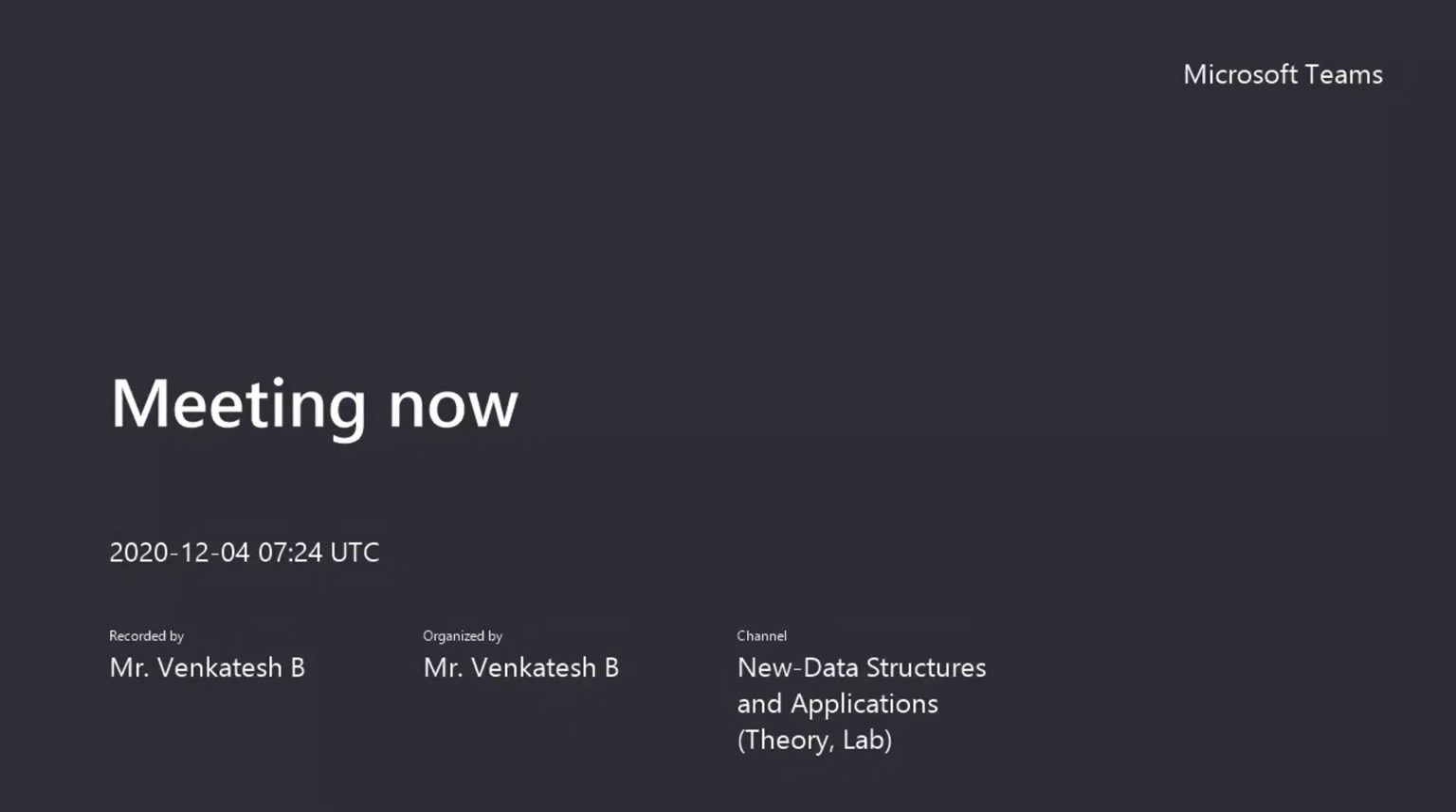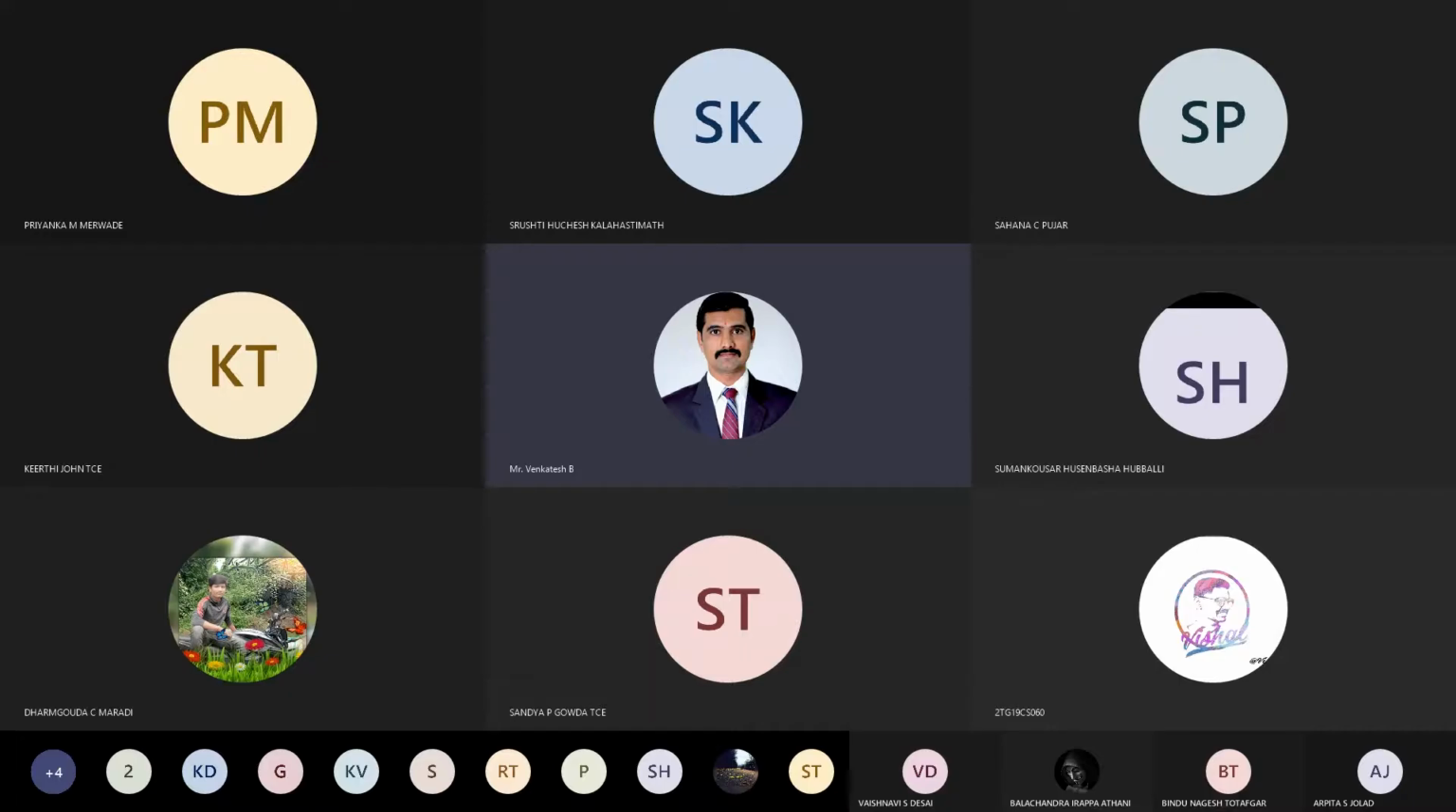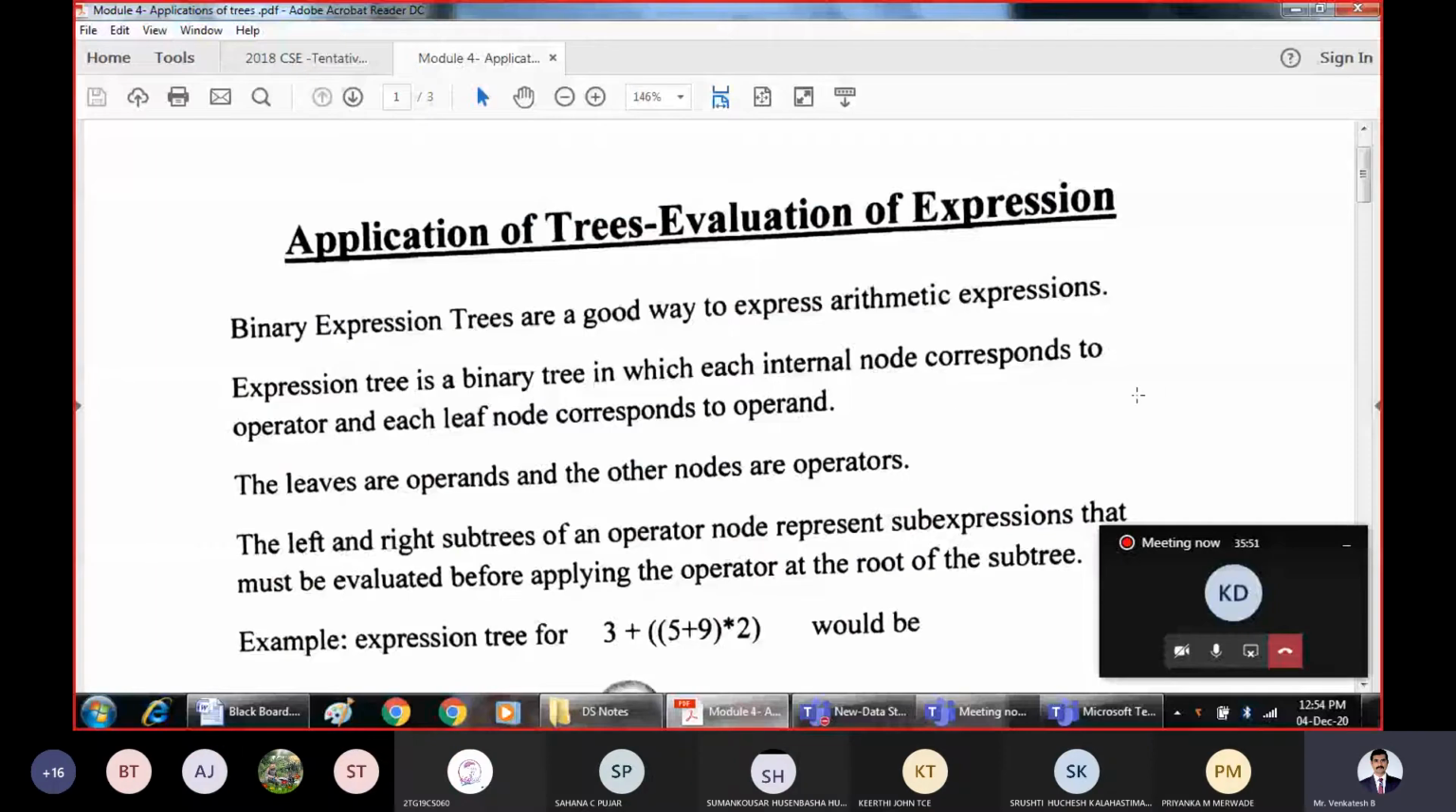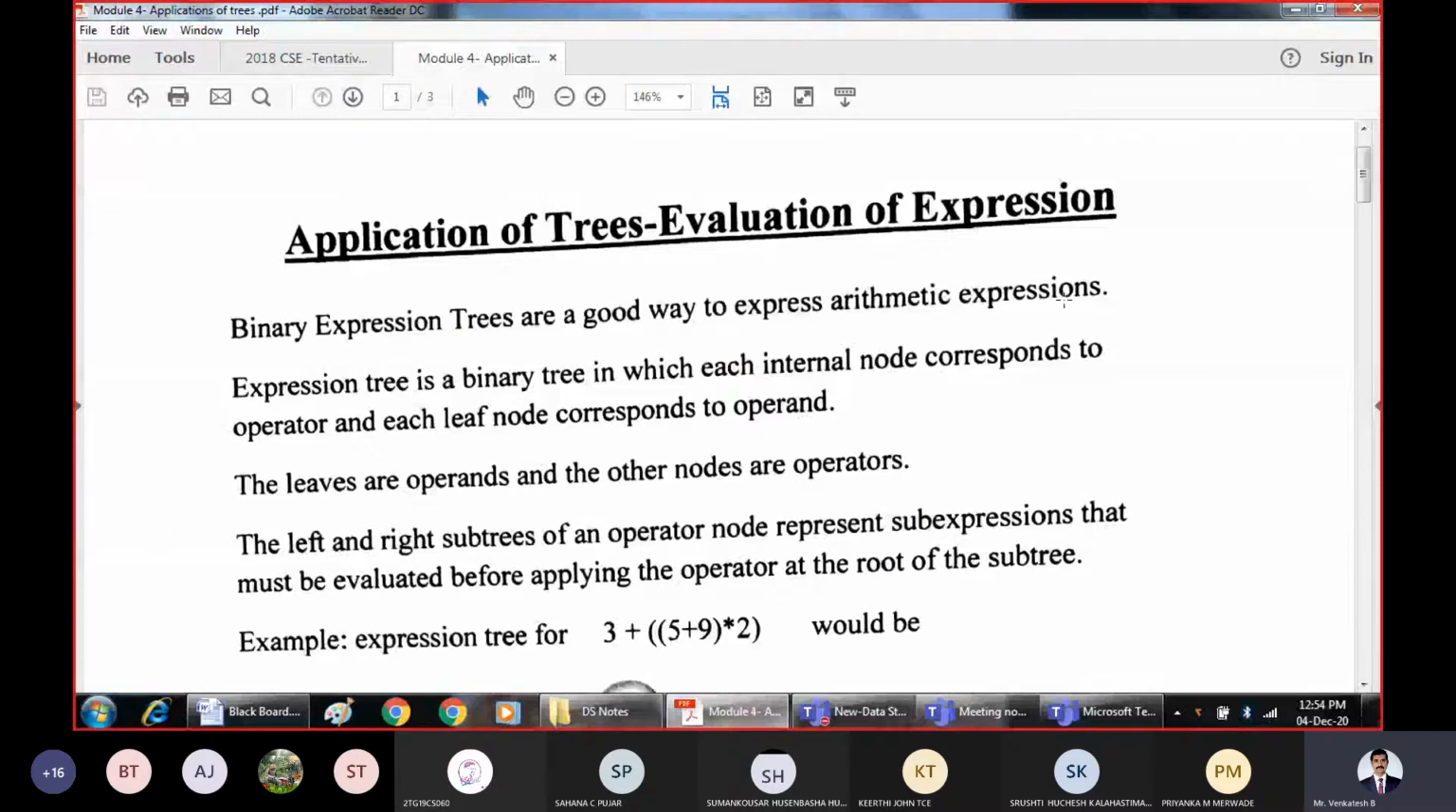Right? So application of trees, let us study applications of trees. Binary expression trees are a good way to express arithmetic expressions. So given an arithmetic expression, we should be able to represent that by using trees. An expression tree is a binary tree in which each internal node is an operator.